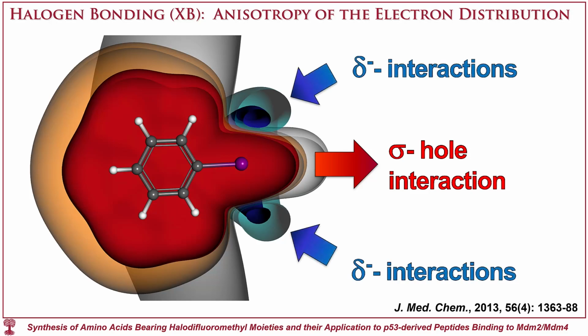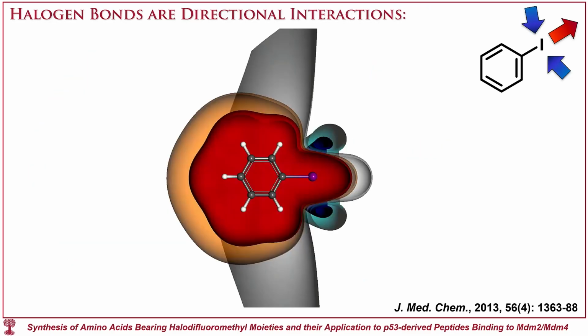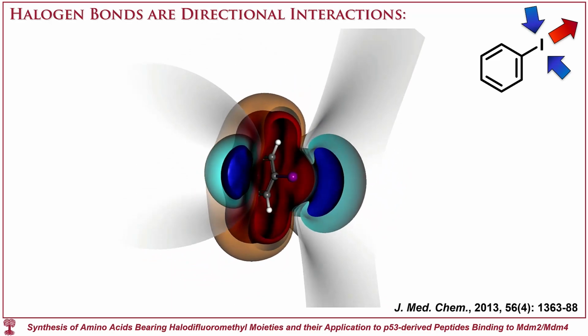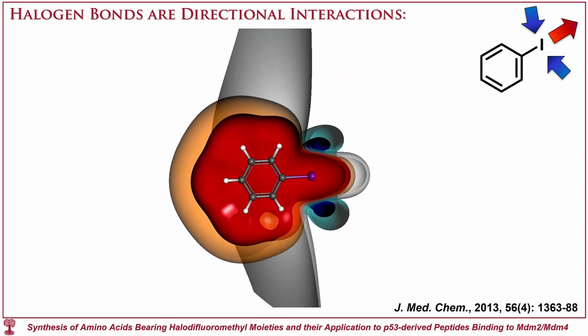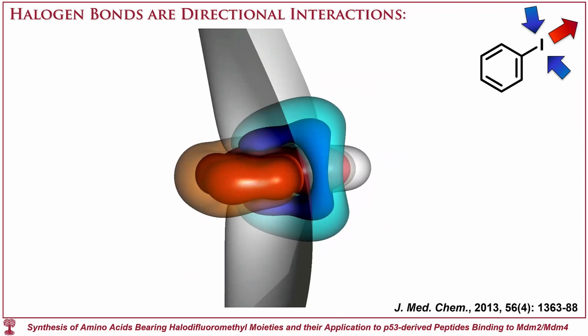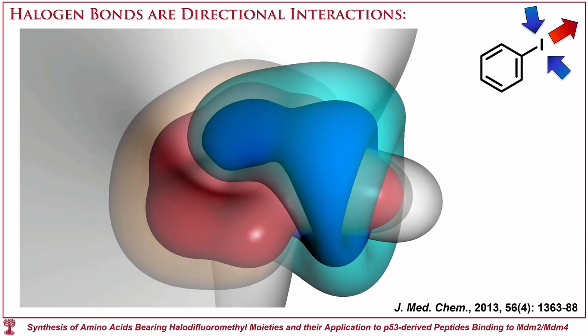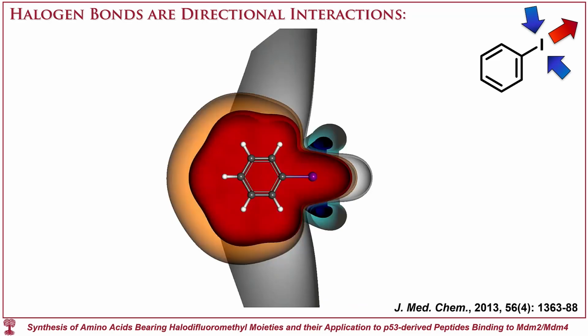The negative electrostatic potential is predominantly found as a belt around the halogen atom and can form attractive interactions with electrophiles such as hydrogen bond donors in the binding site. Here you can see the electrostatic potential of iodobenzene in a 3D visualization. Please take notice of the white surface separating positive ESPs in red and orange from negative ESPs in blue and cyan. It highlights the extent of the sigma hole and how easily it can be accessed by a nucleophile.